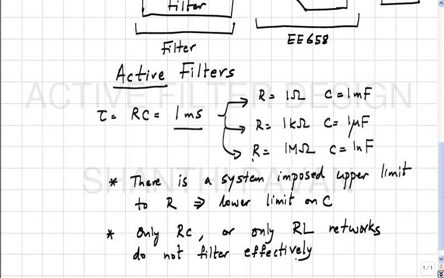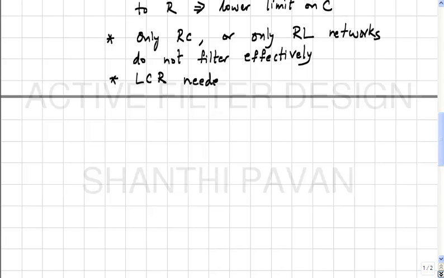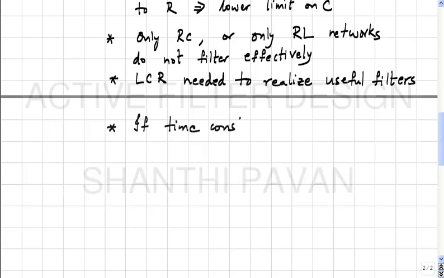Is this clear? Okay. So you therefore need L, C and R needed for useful filters, and if time constants are low, then L becomes very large.